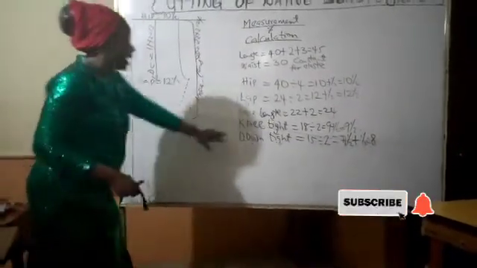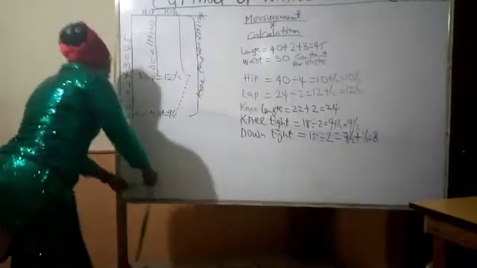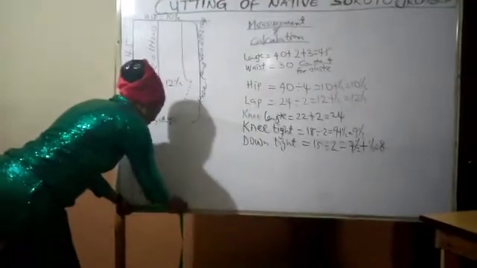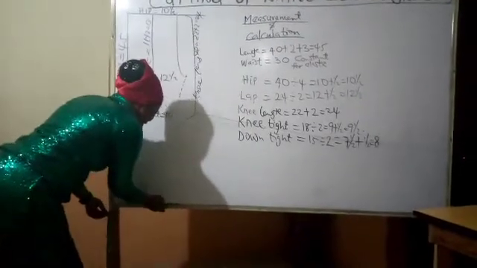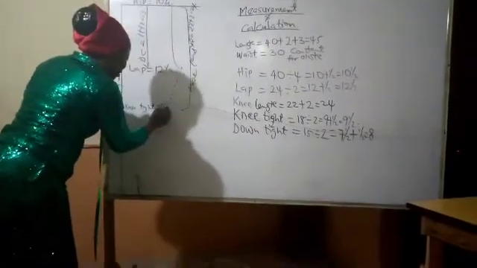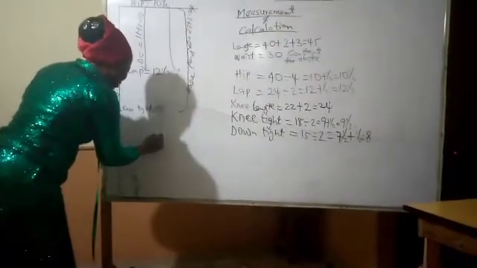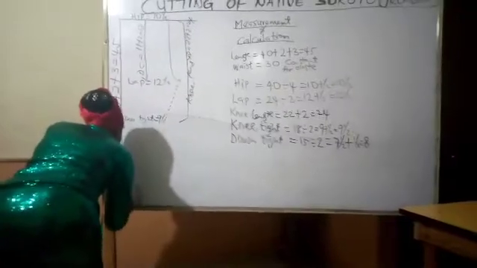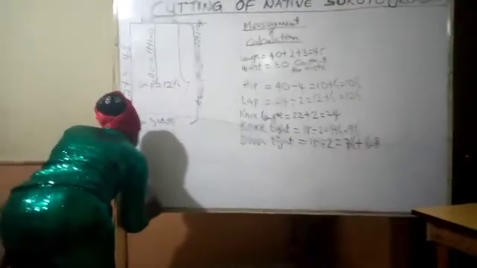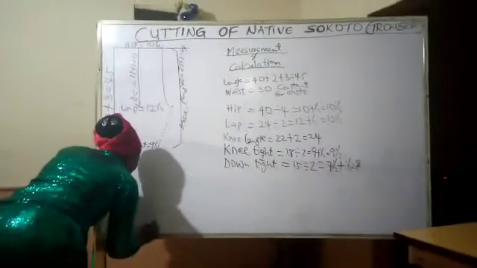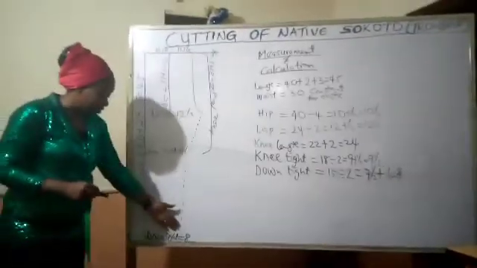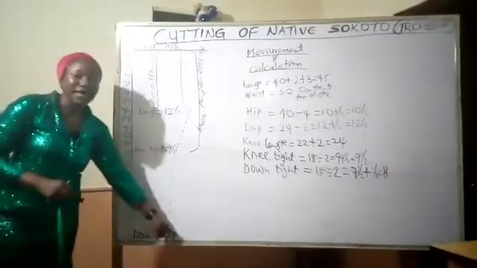Now we move to the down tight. You move down to the lower part of the shokoto. The down tight is giving us 8. Then you bring your shokoto down to that 8. You now say down tight is equal to 8. So the down tight of this shokoto is 8 inches.